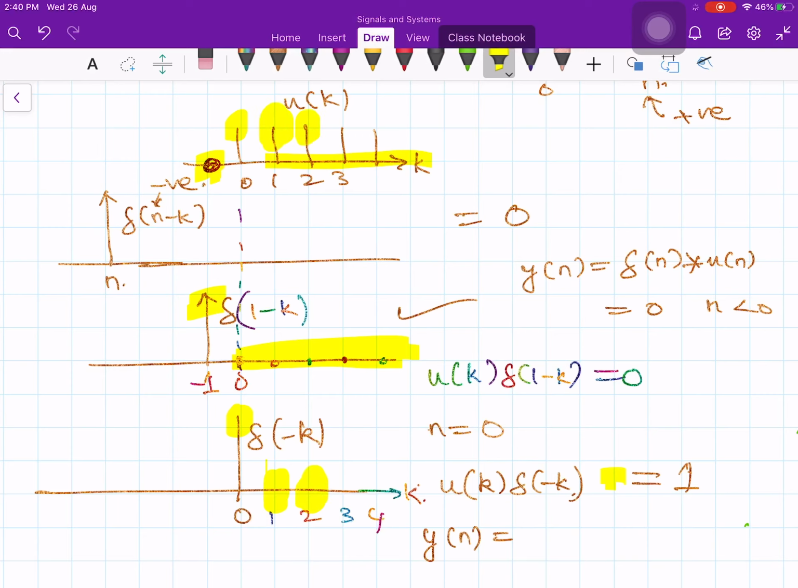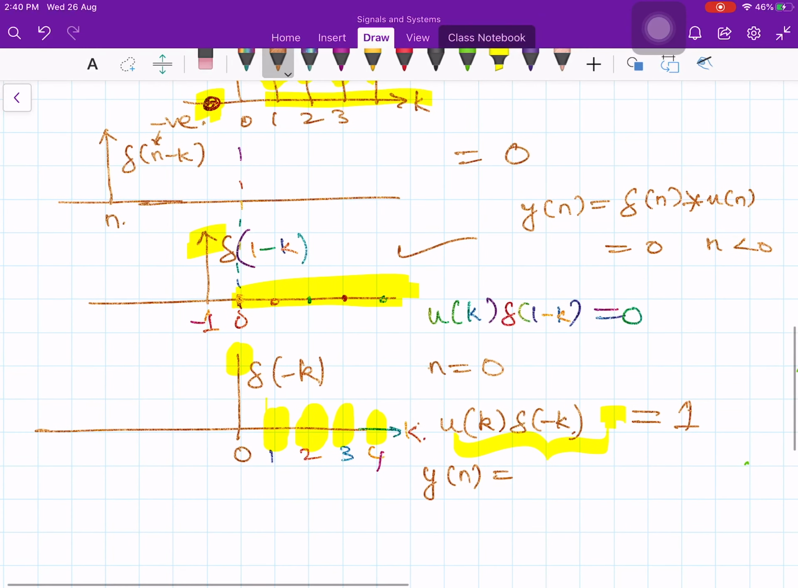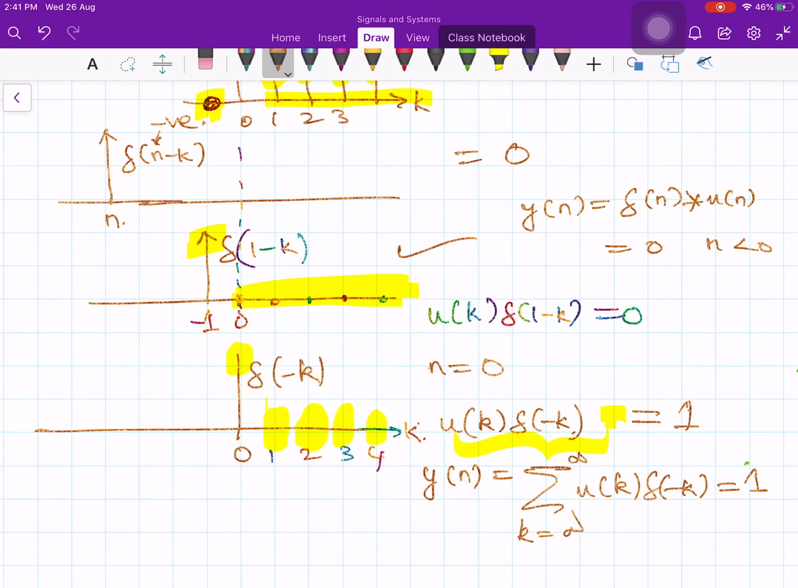Okay, 1 is multiplied by 0 or 0 is multiplied by 1. So like this, here 0 and here 1, here 1, here it is 0, like that. Therefore this product becomes 1. So your output, in fact, you can put the summation k equal to minus infinity to plus infinity u of k del of minus k, which is equal to 1. Fine. Now let's take n equal to 1.